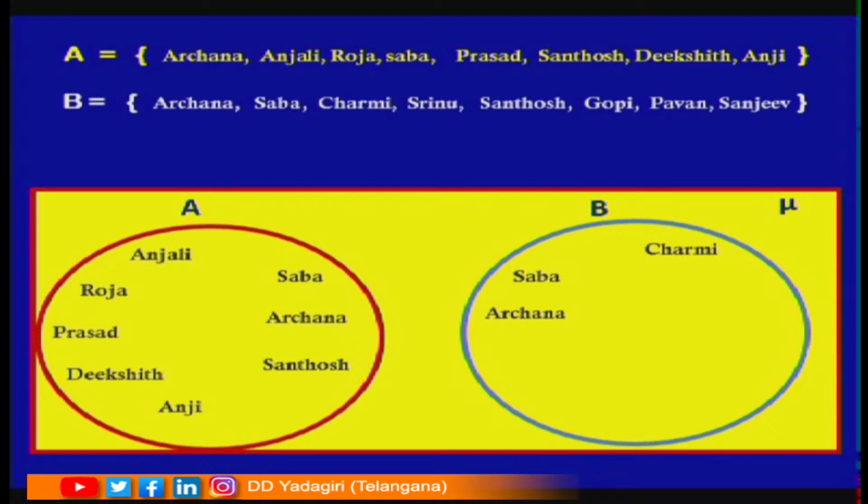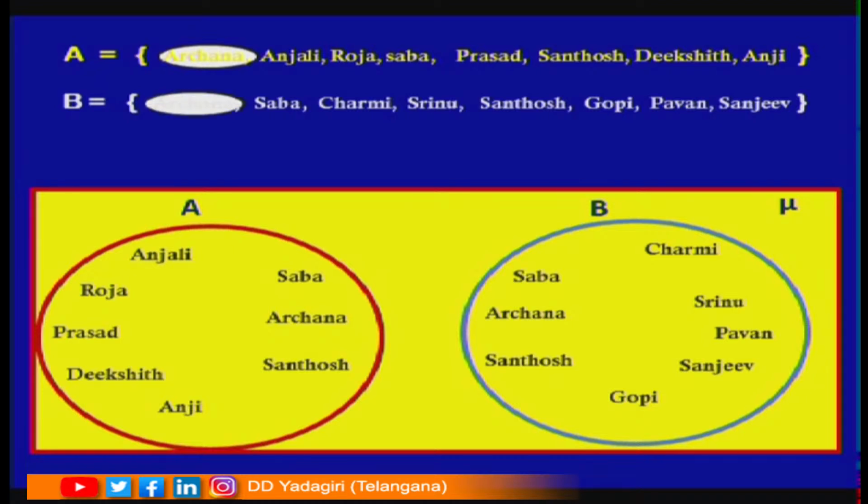You see set B. I have just arranged them in such a way. Now you see the blinking ones, what are there? Archana, Sabha, then Santosh. These are common elements in both sets. Can we list out the common elements? Yes, why not? Let us see.